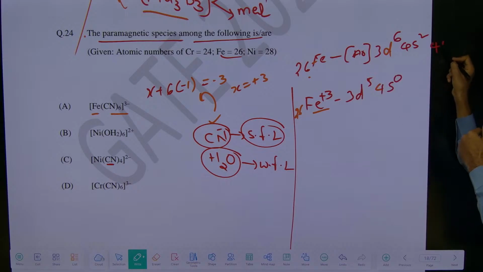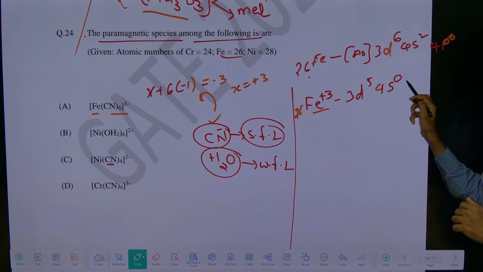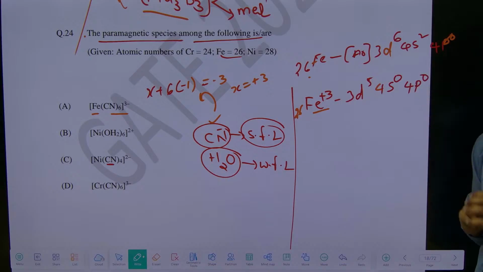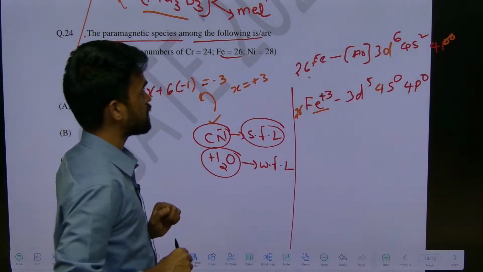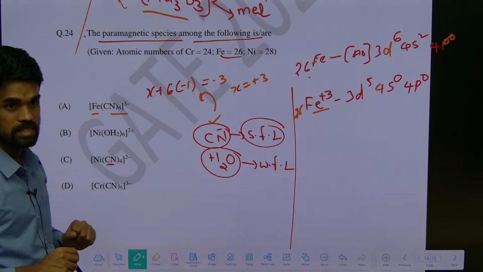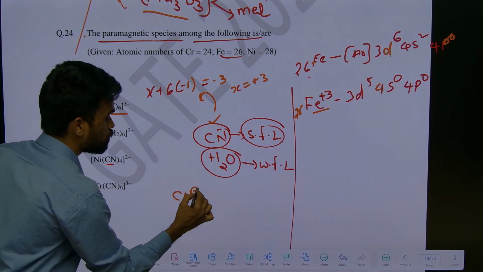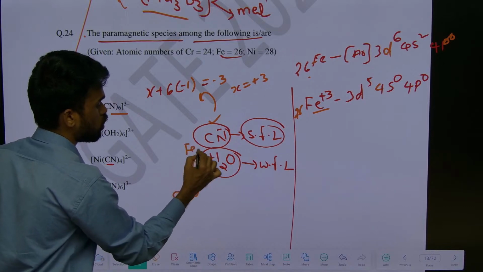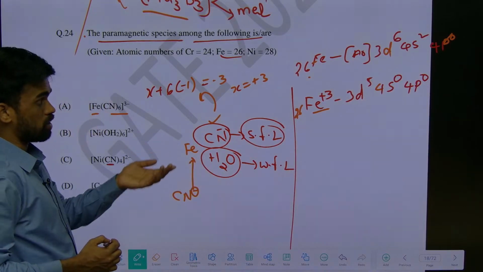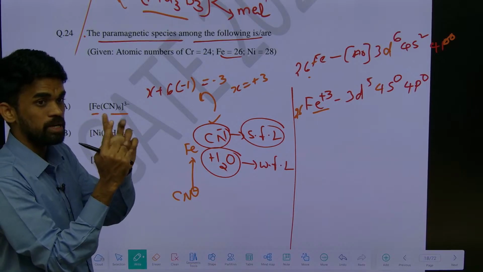After this we have 4p also with 0. So I am writing an extra point here, 4p0. Okay, now how many ligands are there in the complex? 6. See, in metal complexes, each ligand donates a pair of electrons to the metal. It means one orbital can accommodate 2 electrons.